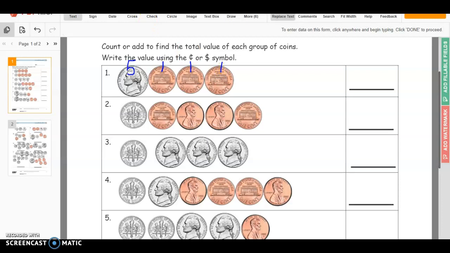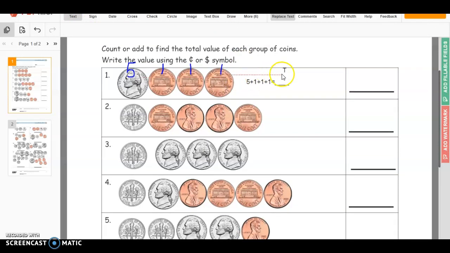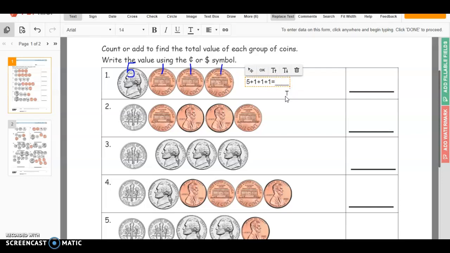Okay, now that I've written my values, I'm going to turn those values into a number sentence. And I'm going to use this space right here to do it. So I'm going to do 5 plus 1 plus 1 plus 1 equals, and it's my job to find the total. So my 5 is telling me about my nickel, and my 3 ones are telling me about my 3 pennies. I know that 5 plus 1 equals 6, 6 plus 1 equals 7, and 7 plus 1 equals 8. So I know that my answer is 8.